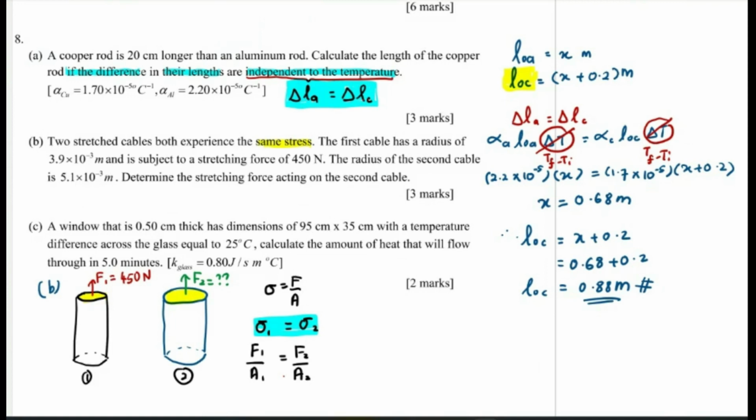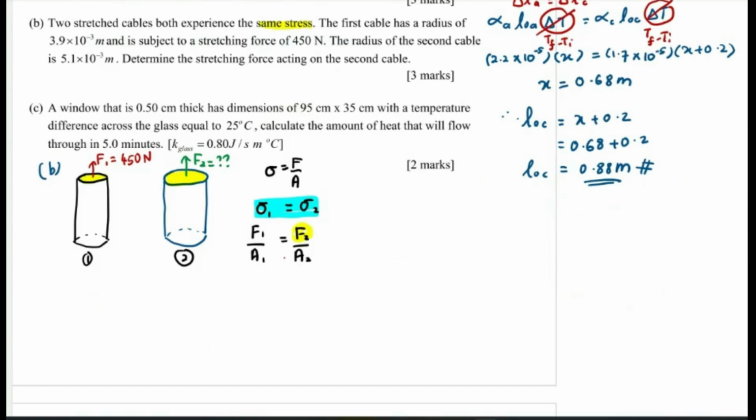So now soalan nak cari apa? Dia minta kita kira F2. Okay, so you can find F2. F2 is equal to F1 over A1 times A2. Then you substitute all the values given. Formula for the cross-sectional area is pi r squared.